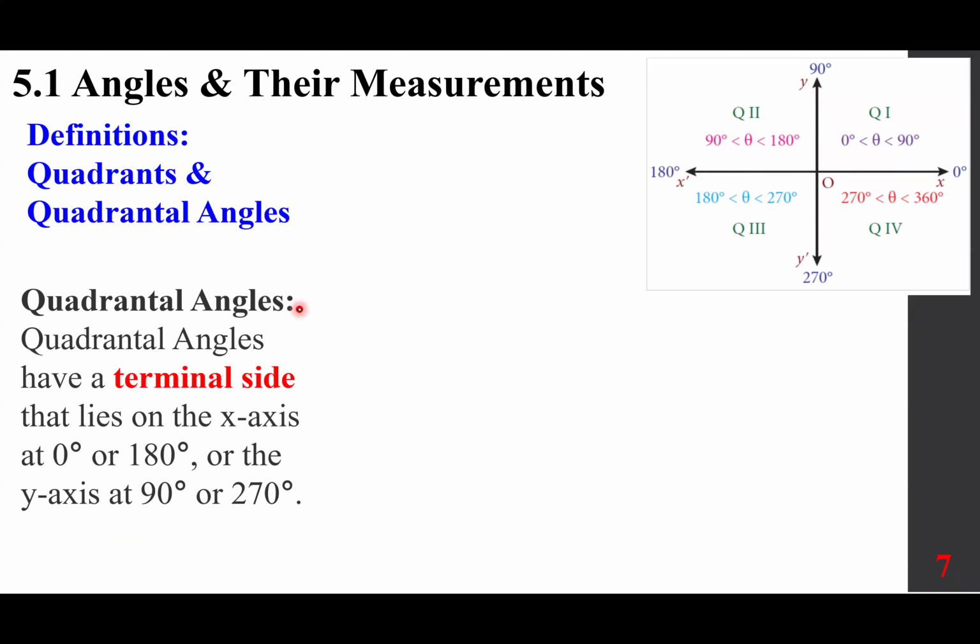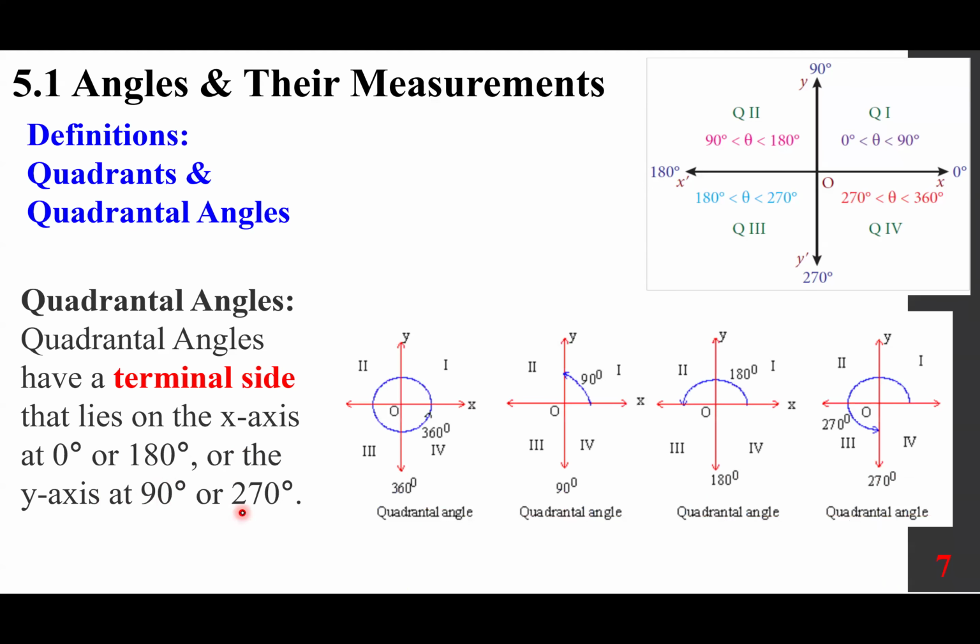So quadrantal angles have a terminal side that lies on the x-axis at 0 degrees or 180 degrees, or the y-axis at 90 or 270 degrees. In other words, take a look at them. So this one is 0 or 360 degrees, this one 90 degrees, this one 180 degrees, and this one 270 degrees. So we are looking at some basic definitions.